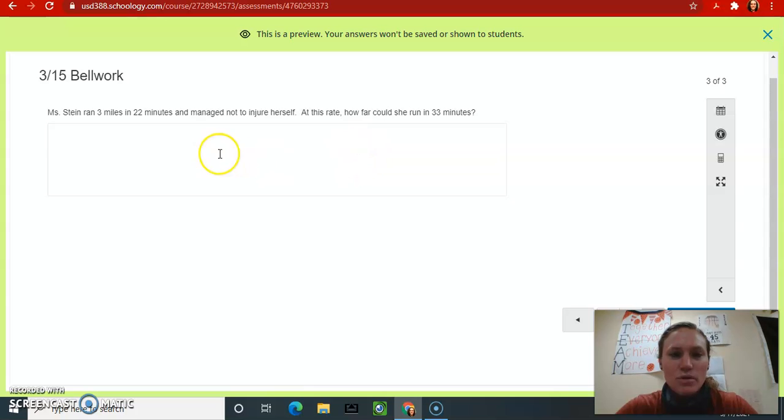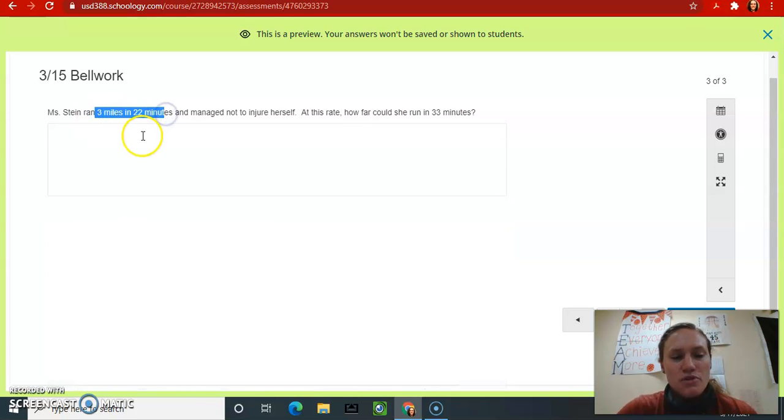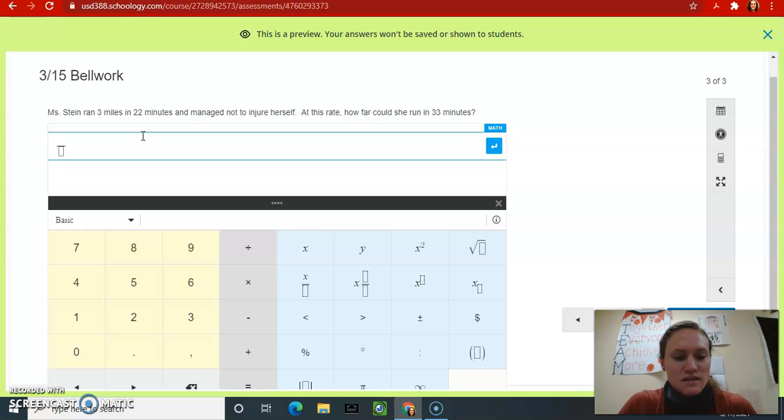Okay, this one is the third question. For next year, I would move this so that it is second instead, because it gives you a rate right here, 3 miles in 22 minutes. And they would solve it like, how far does she run? So x miles in 33 minutes. So then you'd use your cross multiplication and solve and go from there. This one is a step up from the second one because the proportion isn't set up for you.